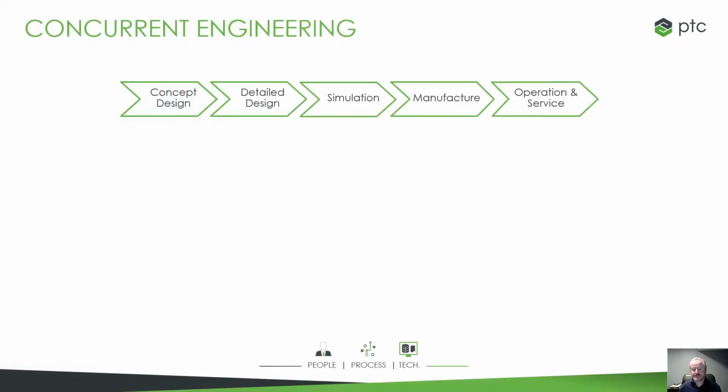So what is concurrent engineering? This simple diagram depicts a basic sequential product development life cycle, if you will, where things evolve from concept design through to detailed design to simulation to manufacturing and production of the product, all the way out into operation and service. In a sequential engineering process, these things happen in sequence. One activity or one phase doesn't start until the previous one has completed.